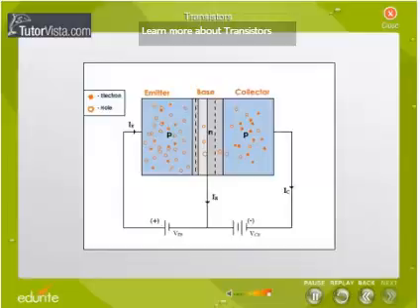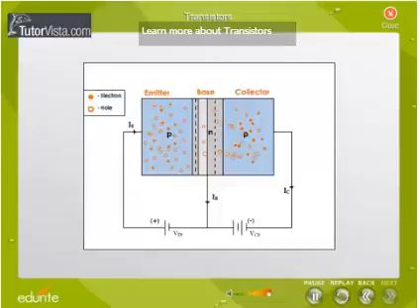Since the emitter is heavily doped relative to the base, and since the emitter-base junction is forward biased, a large number of majority carriers, holes in this case, will flow from the emitter towards the base. These constitute the current through the emitter, IE.